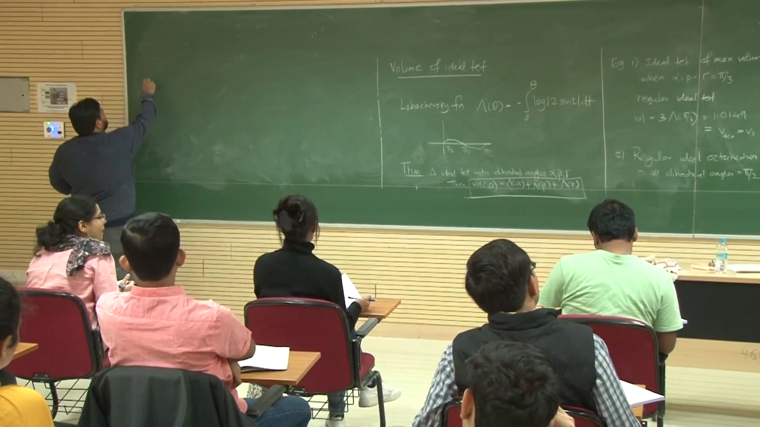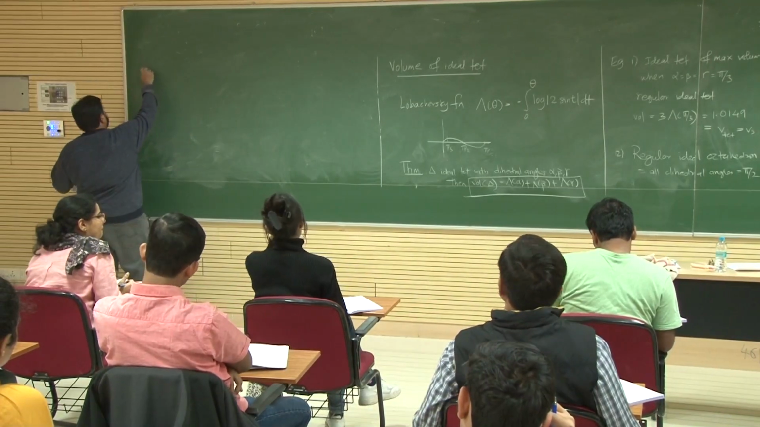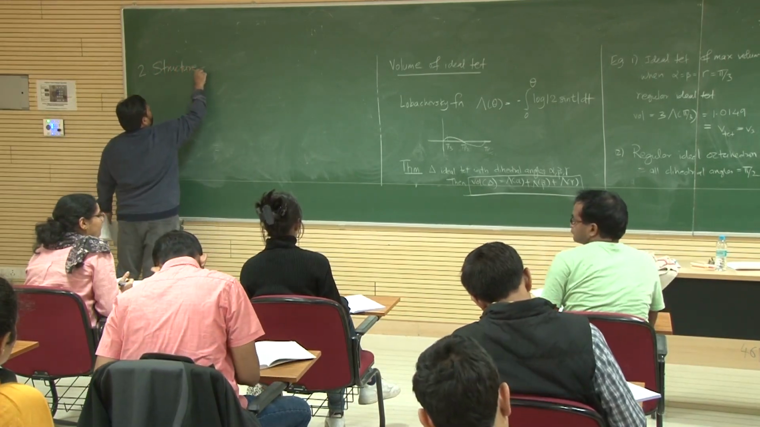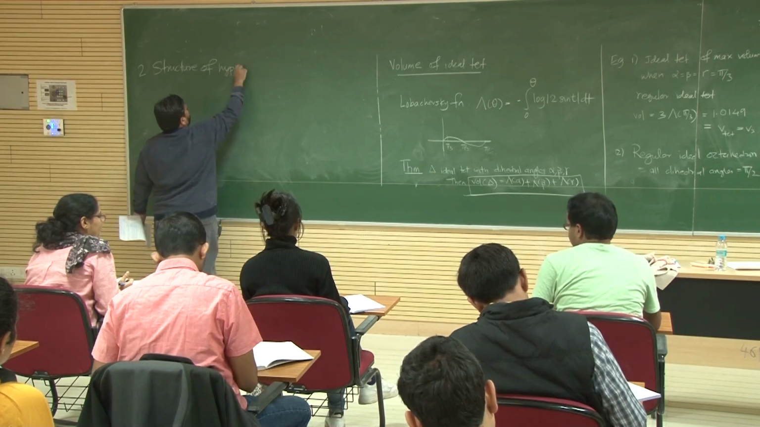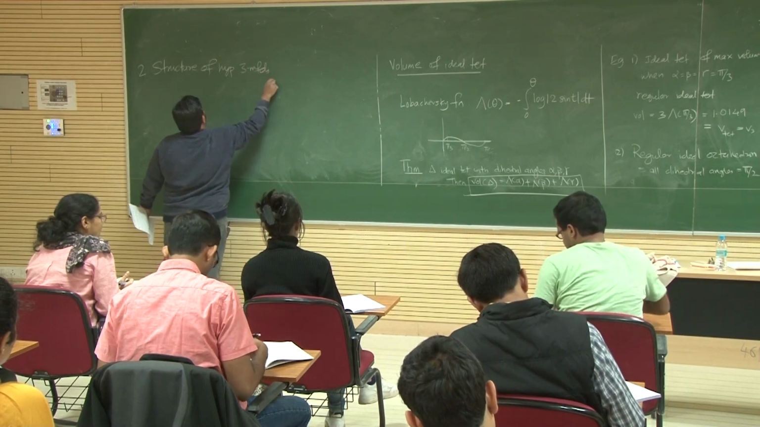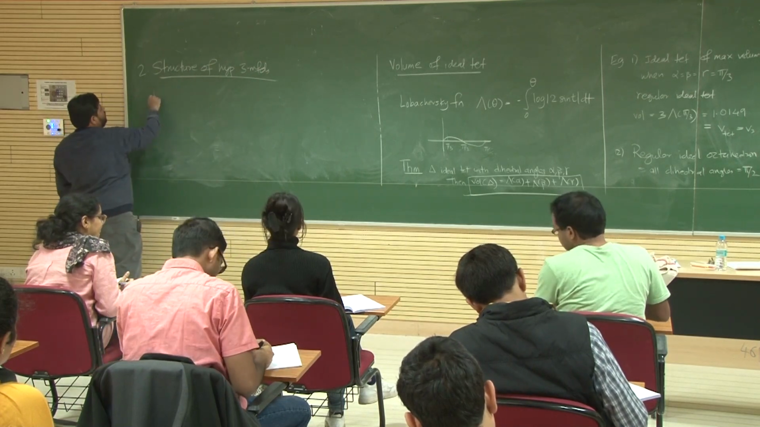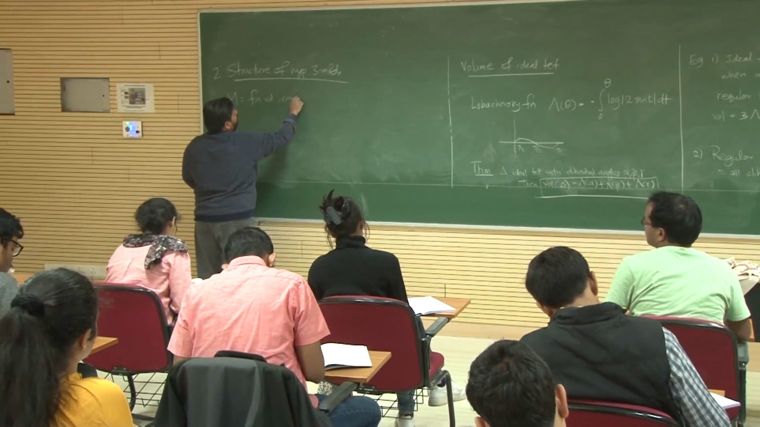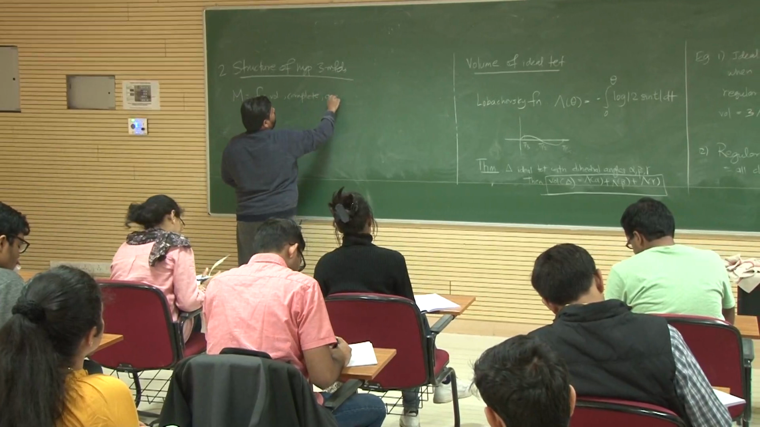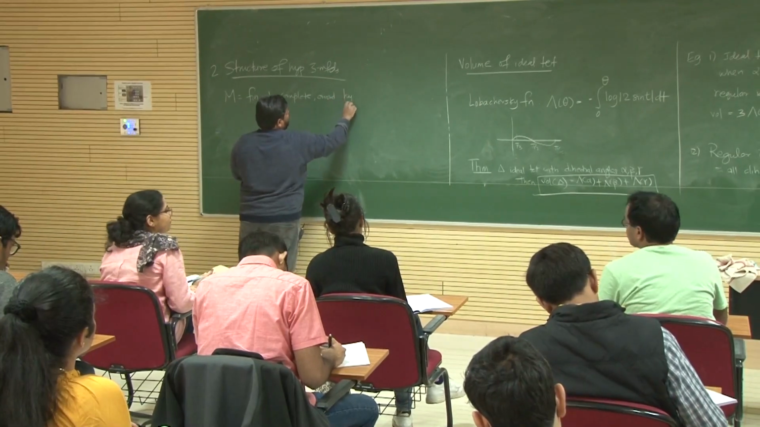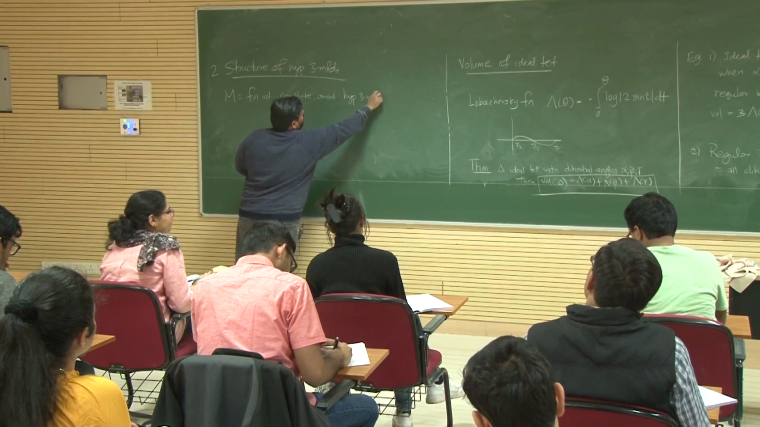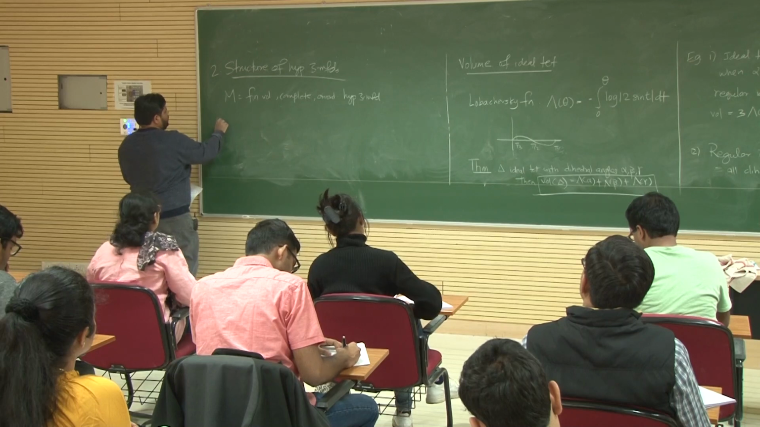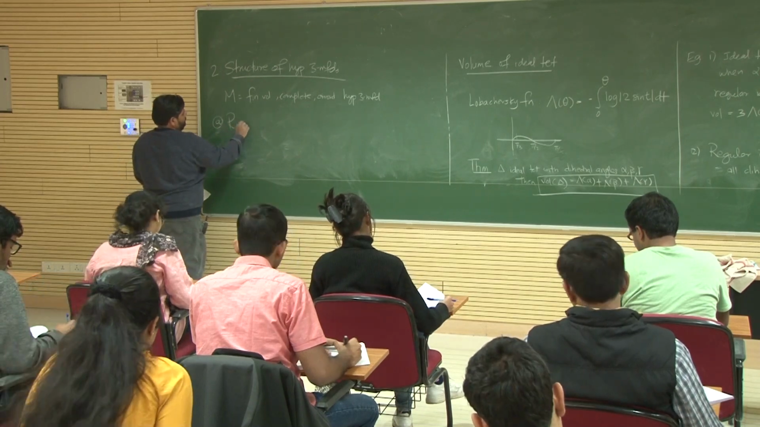So the next topic is the structure of hyperbolic 3-manifolds. Your M is going to be a finite volume, complete, oriented hyperbolic 3-manifold. And so the first part is rigidity.